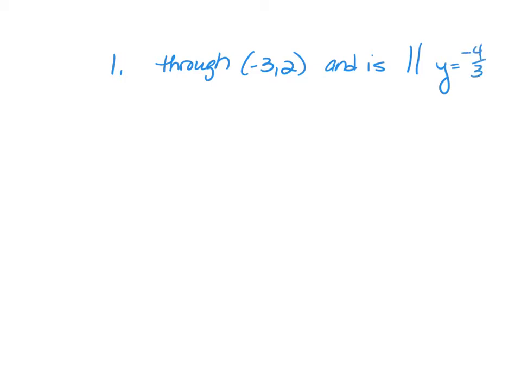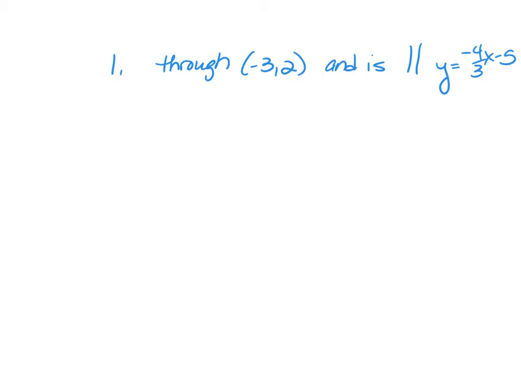They want us to write the slope-intercept form of the equation of the line described. So it passes through (-3, 2) and is parallel to, remember that sign for parallel? y equals -4/3 x minus 5, and that x is upstairs. I don't know why I put it there.